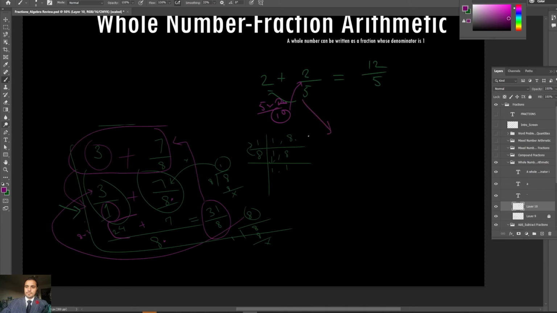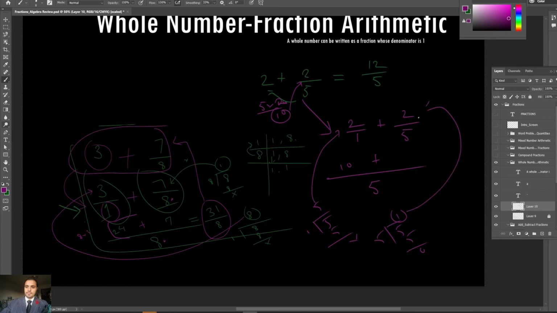We could have done it the longer way by making 2 over 1 plus 2 over 5, then getting the LCM of 5 and 1, which would have been 5, then seeing how many times 1 goes into 5, which would be 5, and then multiplying this with this, and we would have gotten 10 plus 2, 12, divided by 5. So you can see 12 over 5 and 12 over 5. So it's the same. So it's actually faster to do this.